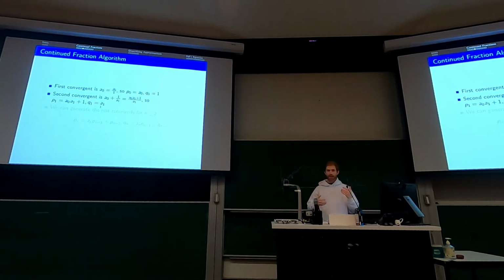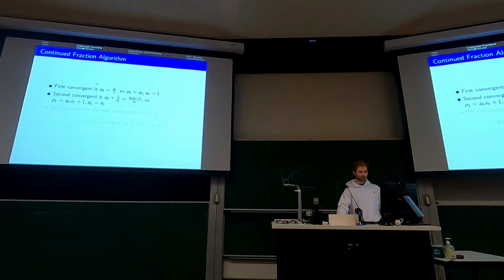So the answer is yes, there is a nice process. It's a recursive process. And so our base cases are, well, the first one is obviously a0. So we'll just define it in terms of the numerator and the denominator. So p0 is a0, q0 is 1. The second one, we can calculate this pretty easily. a0 plus 1 over a1 is, well, (a0 a1 plus 1) over a1, right, it's fractions. So p1 is a0 a1 plus 1, q1 is a1.